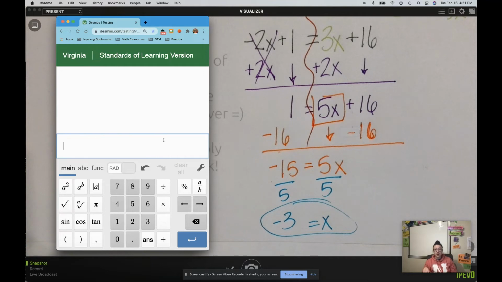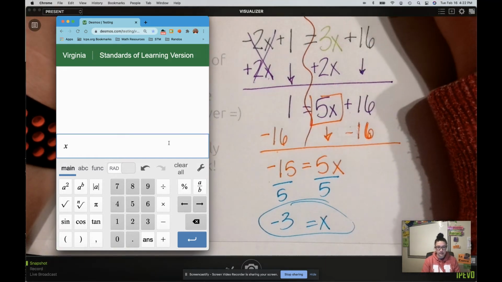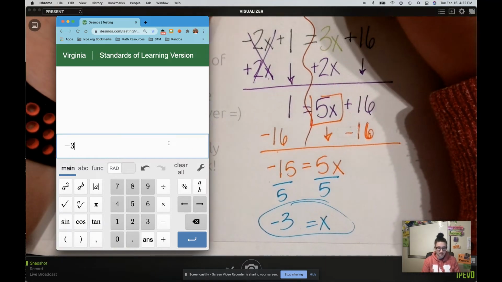Go ahead, pause this, make sure you go back, write this all out on your Desmos so that you've got these notes as a resource for you to use later on. When you're done, come back and let's check. So like we said, we want to type in what x is equal to. I can do negative 3 is equal to x.